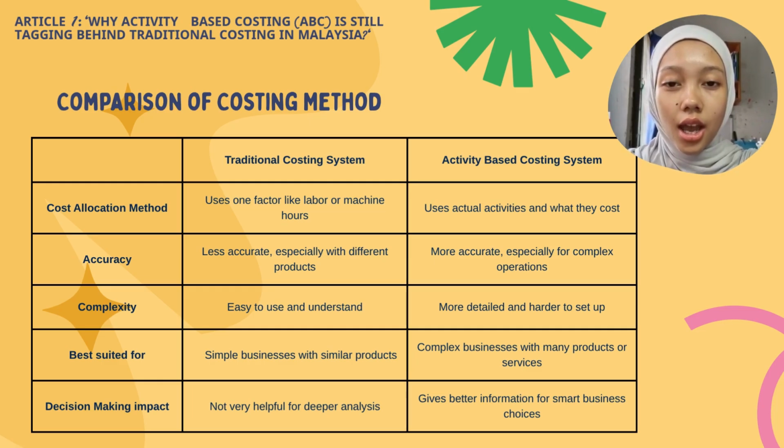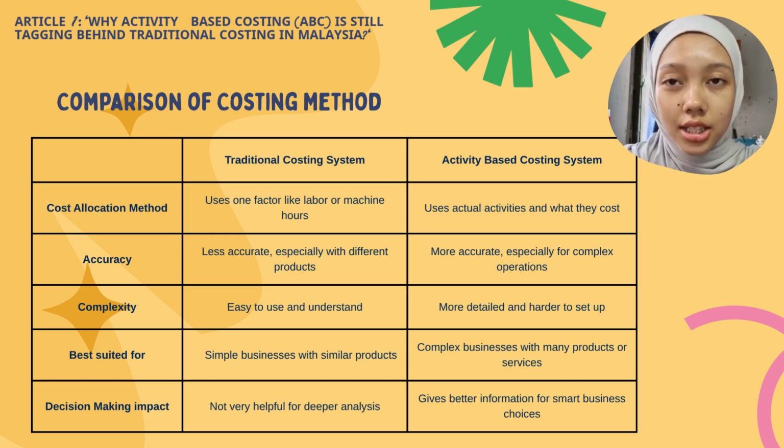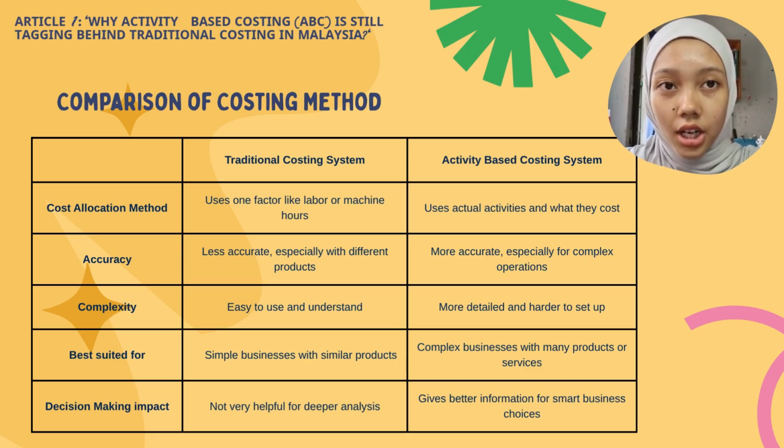Now, let's take a look at the differences between traditional costing and activity-based costing. Traditional costing assigns overhead costs using just one factor, like labor or machine hours. It's simple and easy to use, but not very accurate when a company has different types of products or services. On the other hand, activity-based costing assigns costs based on the actual activities involved in production. It gives a more detailed and accurate picture of where money is being spent. This makes ABC especially useful for complex businesses with multiple products or services.